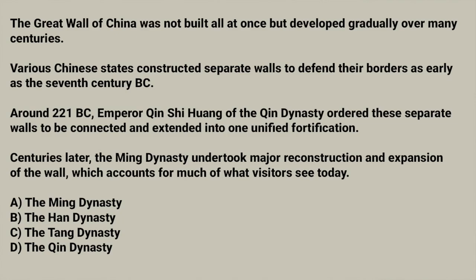The question is, according to the passage, which dynasty connected the separate walls into one fortification? The answer choices are A. the Ming Dynasty, B. the Han Dynasty, C. the Tang Dynasty, or D. the Qin Dynasty. The correct answer is D.